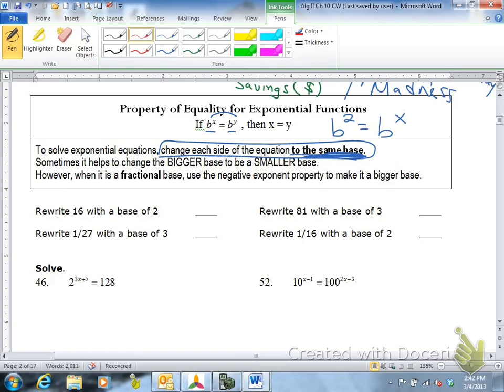And here are some tips. Sometimes it helps to change the bigger base to be the smaller base. So if you had to choose between 2 and 16, you want to change 16. It's bigger. However, when you have a fraction, you use the negative exponent property. So for instance, if you had 1/2, you can change that to 2 to the negative 1 to make it a bigger base.